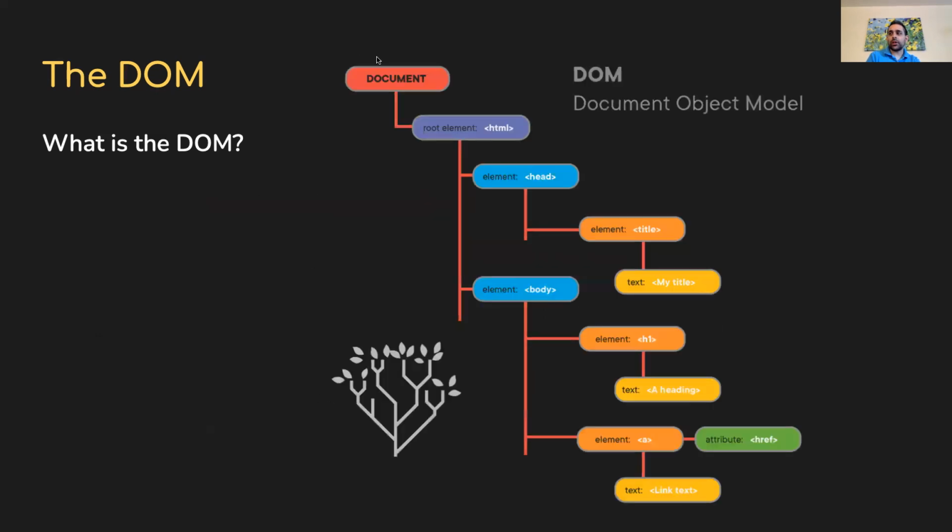All right, so here's a visual example of what the DOM looks like. Again, it's a tree structure. At the very top, you have your document. Your root element is going to be the HTML element that always starts and ends your HTML document. And then again, it's going to be nested.